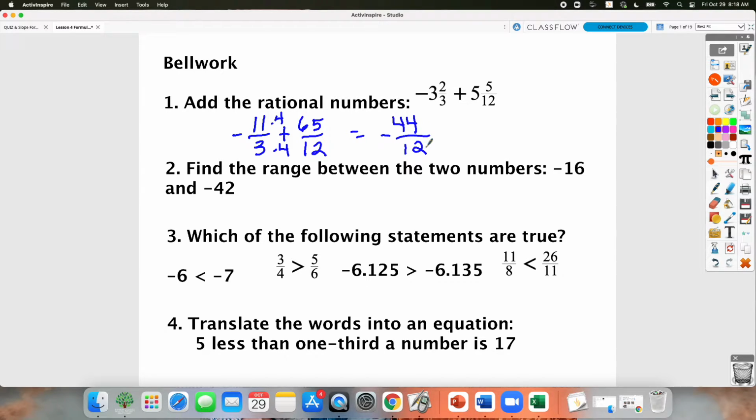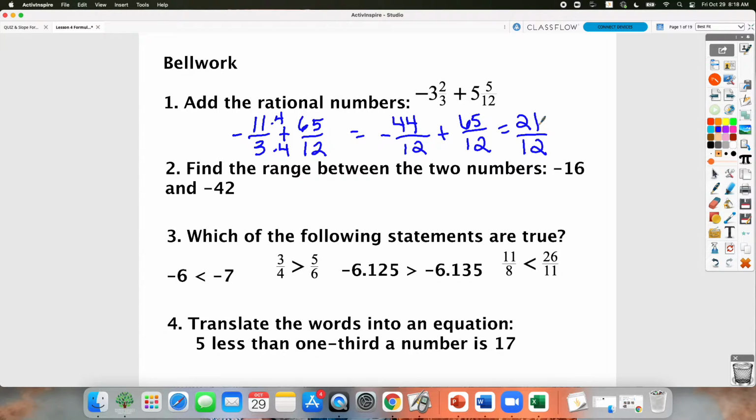So now I have negative 44/12 plus 65/12. I know my denominator is going to be what? 12. And then I need to add my numerators. What does negative 44 plus positive 65 give me? 21. So I have 21/12.